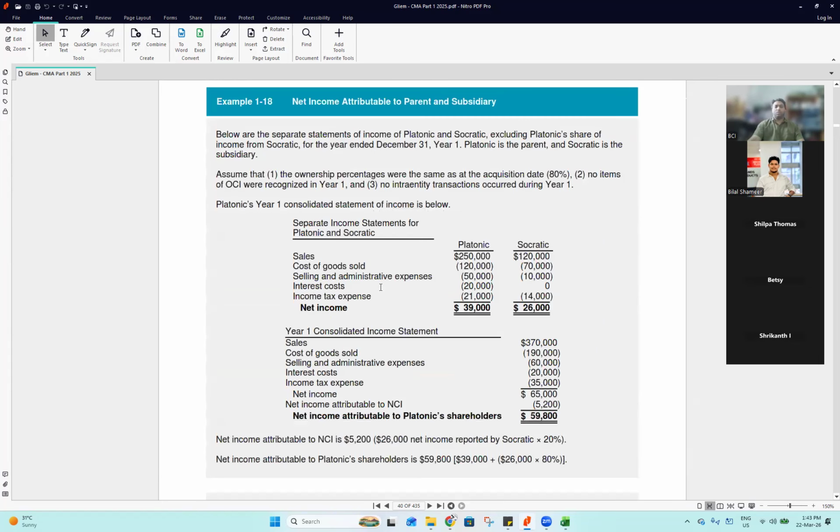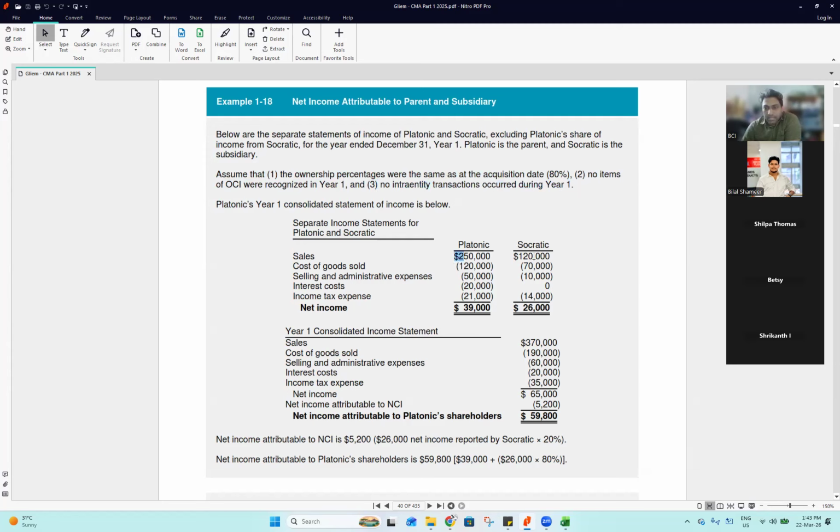Here is a question, you will understand better. Below are the separate statements of income of Platonic and Socratic, excluding Platonic's share of income from Socratic, for the year ended December 31st, year 1. Platonic is the parent and Socratic is the subsidiary. Assume the ownership percentage was the same as at the acquisition date, 80%, no items of OCI were recognized in year 1, and no intra-entity transactions occurred. That means we don't need to adjust anything. Correct. We have these two details.